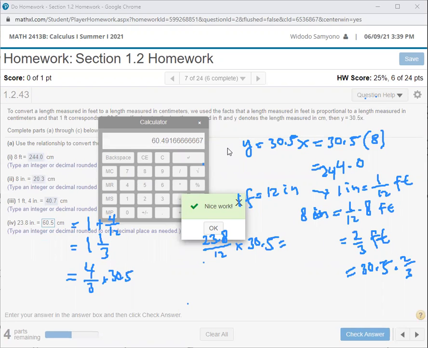So yeah, to solve this problem, you simply need to change the 23.8 inches to feet, right? So simply divide 23.8 by 12 and then multiply by 30.5. Okay. You can see here, first multiply 23.8 with 30.5 and then divide by 12 to give you this one here.